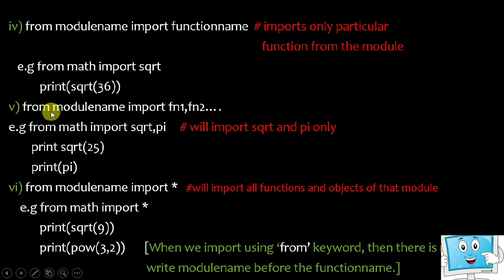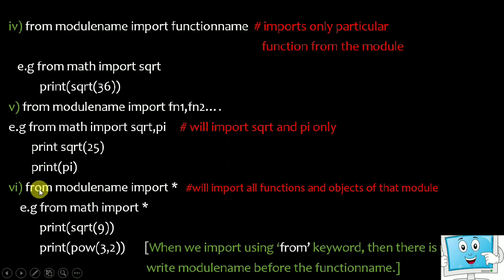The fifth method is from module name import function 1, function 2 and so on. It is the same as this one. The only difference is that you can import any number of functions from a particular module. Like here we have taken from math import square root, pi. So from the math module we have imported two functions, that is square root and pi, and then we have used them without using the dot notation or without using the name of the module. Simply we have written print square root 25 and print pi.